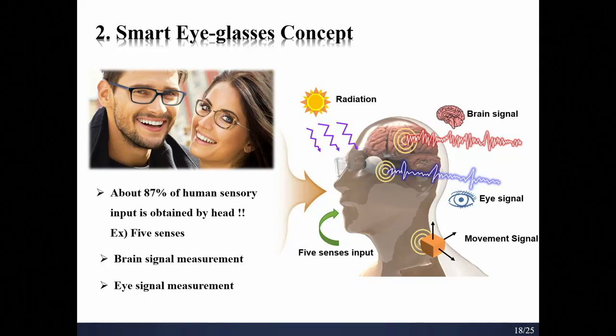The second topic is the smart eyeglasses concept. As you know, eyeglasses are so familiar to us that it is no exaggeration to say that one third of the population uses eyeglasses. By the way, very surprisingly, more than 87% of human sensory input can be obtained by our head, such as the five senses.